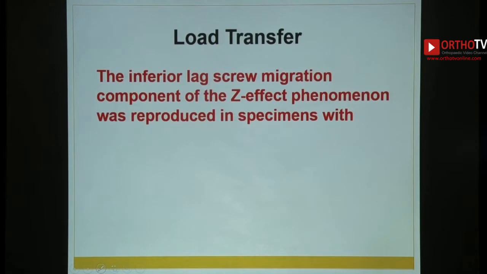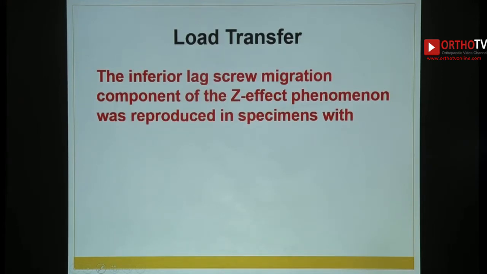Now, can it be the other way around? What about the load transfer? It is a weight bearing area. Even if you're sleeping or doing a straight leg raising, there is weight bearing on that leg, on the hip joint. So what is that load transfer there? That is the inferior lag screw migration component of the Z phenomenon that was reported in specimens as well. Some of them started doing research on specimens.